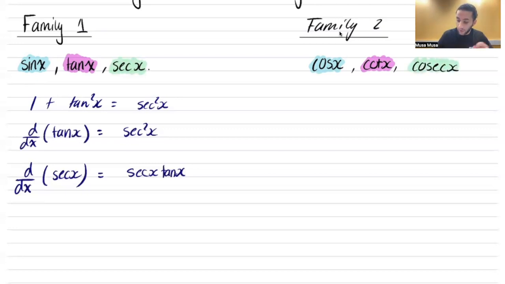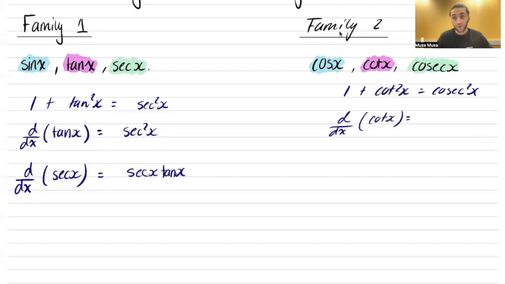Nice. We know one property with this second family is 1 plus cot squared x equals cosec squared x. And we also know that if we take the derivative of cot x, you can do it yourself by writing it as 1 on tan, and then doing chain rule. I mean, you can have a go if you'd like. But what we get is negative cosec squared.